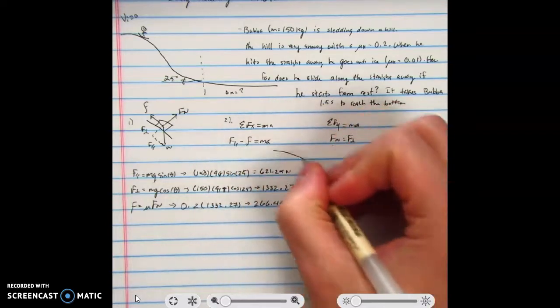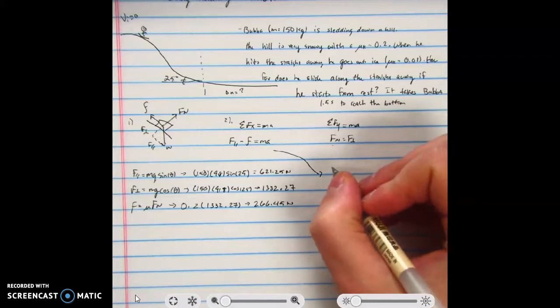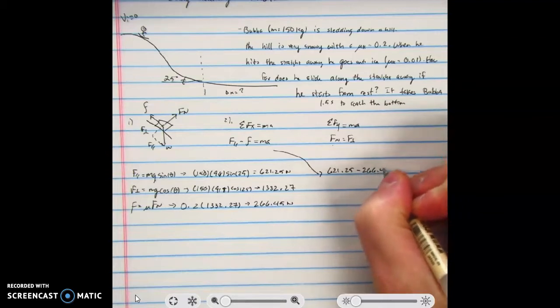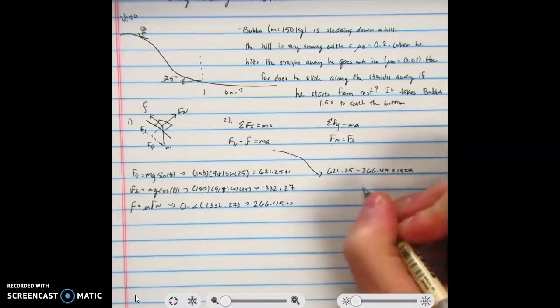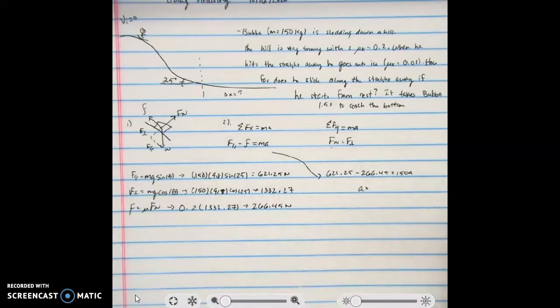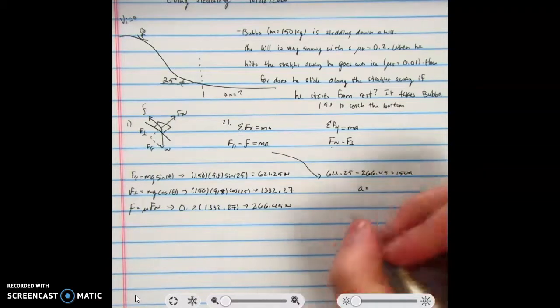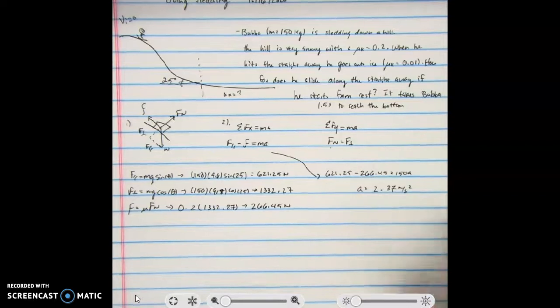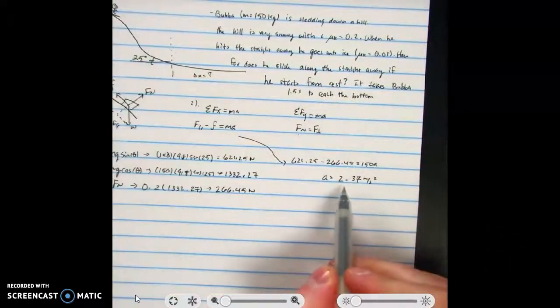So I have 621.25 minus 266.45 is equal to 150A. Solving for A, I get 2.37 meters per second squared. So his acceleration down the ramp is 2.37 meters per second squared.